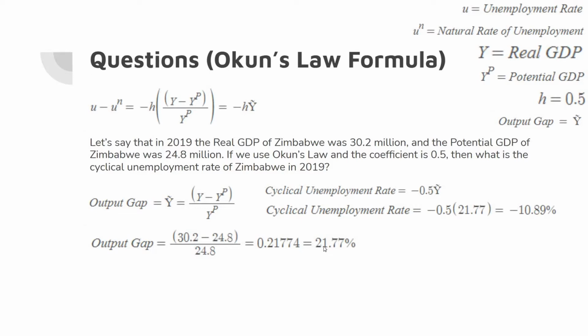But we're not done yet because that gives us the output gap. We still need to find the cyclical unemployment. And in order to calculate that, we either need the natural rate of unemployment and the unemployment rate, but we don't have that. But we do have the output gap. So what we can do is use the Okun's law coefficient multiplied by the output gap formula. We can insert our 21.77%. We can multiply that by negative 0.5, as we can see in the Okun's law formula, and then that'll end up getting us negative 0.1089%. And we can just see that the cyclical unemployment rate of Zimbabwe in 2019 was negative 0.1089%.